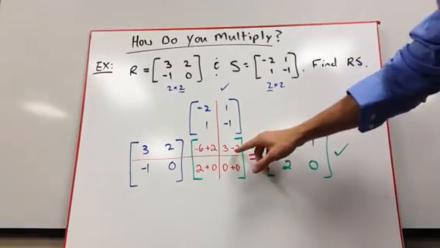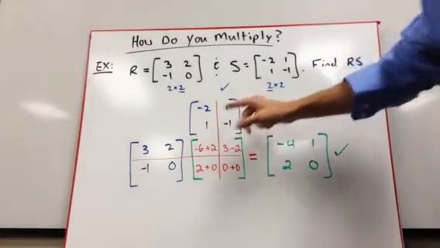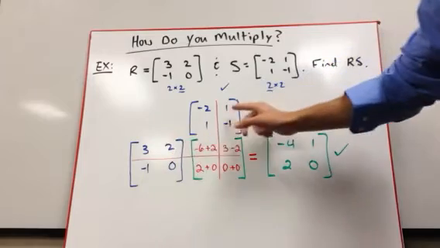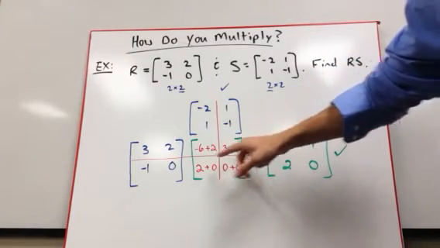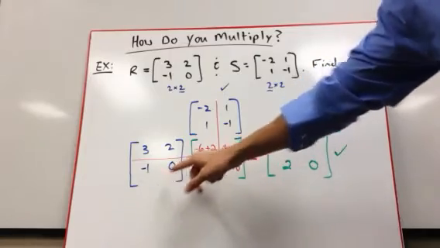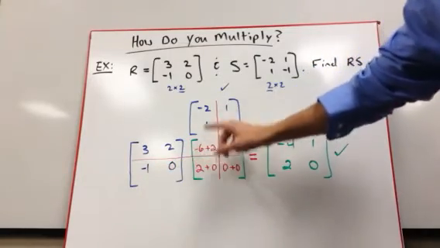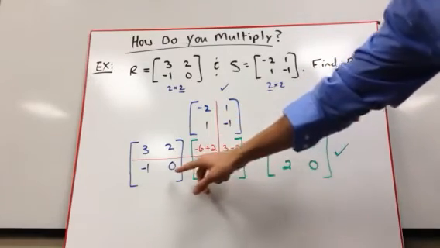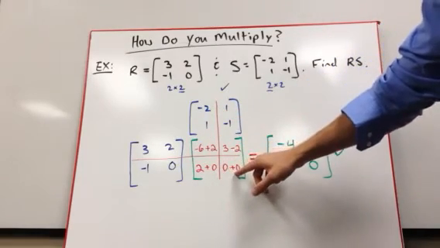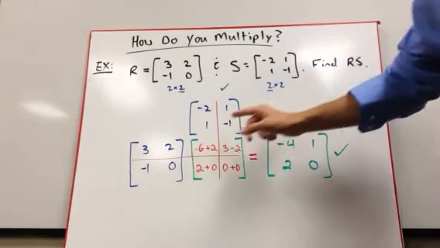Next, I move over here. So I'm using the top row and the second column. 3 and 1 is 3, and 2 and negative 1 is minus 2. Down here, I use the second row, first column, so negative 1 and negative 2, first and first, that's a 2, and 0 and 1 is 0. And lastly, I still use the bottom row in the last column.